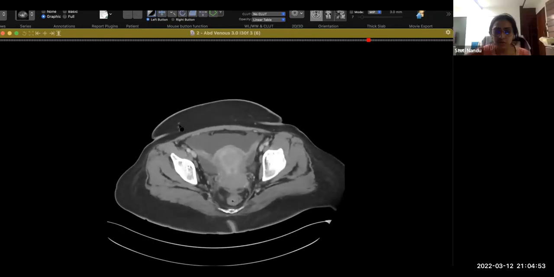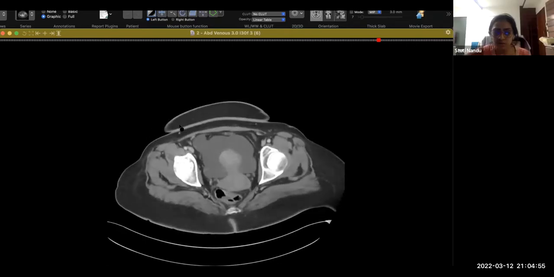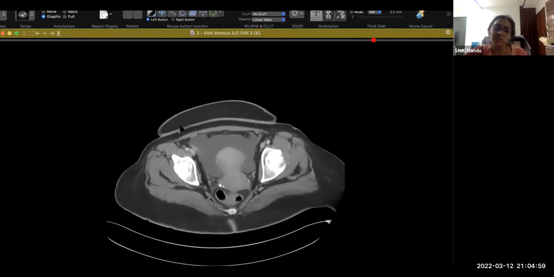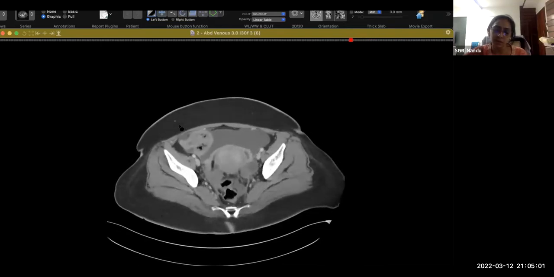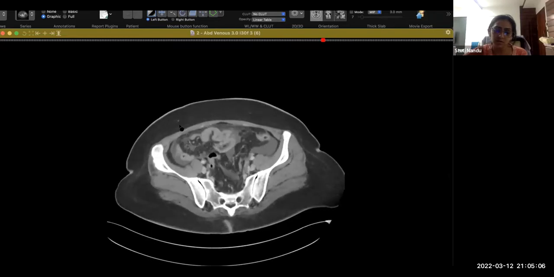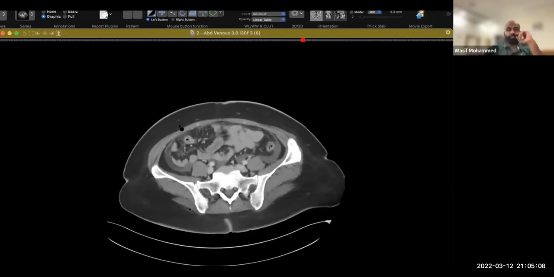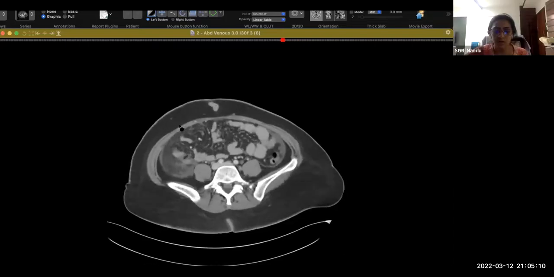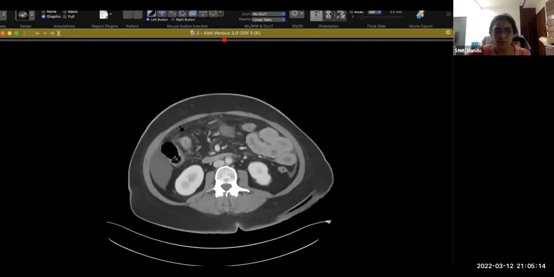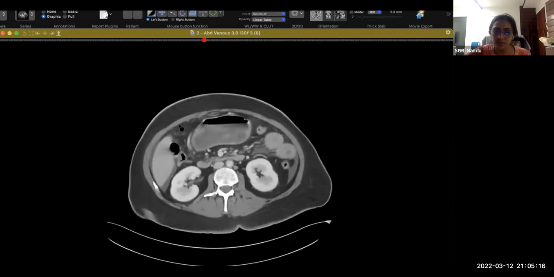Okay, so I was trying to look for any obvious other signs of sigmoid diverticulitis, which I do not see. In view of the quantity of free air and the location of the free air, I suspect the cause of the pneumoperitoneum to be a likely duodenal ulcer. The bowel appears normal. Otherwise, I do not see any signs of obstruction or ischemia on this scan.